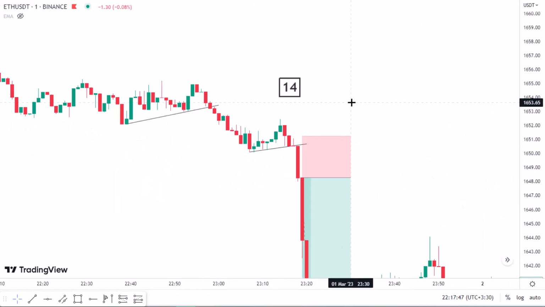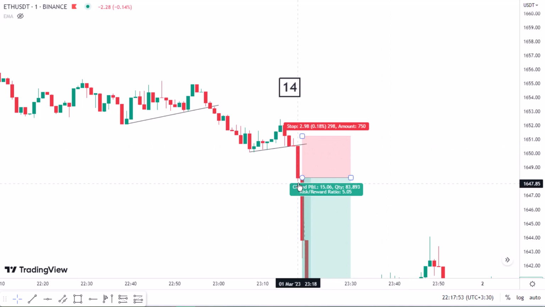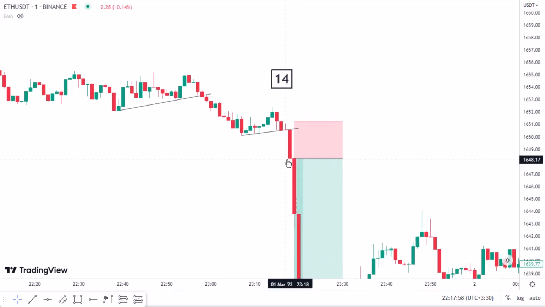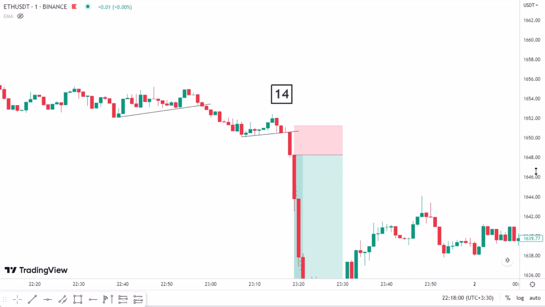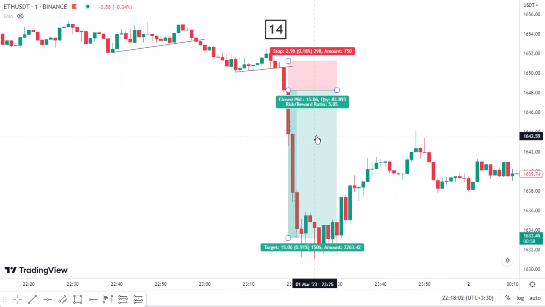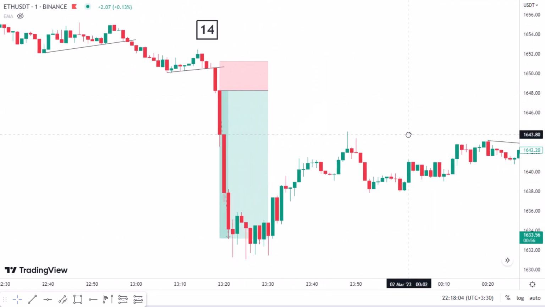On the trade 14, we have a trend line here with 2 touches, 3 touches, 4 touches, 5 touches here. On the sixth time it breaks it here, we enter the sell position, put our stop loss somewhere safe, and it gives us a reward of 5 here.